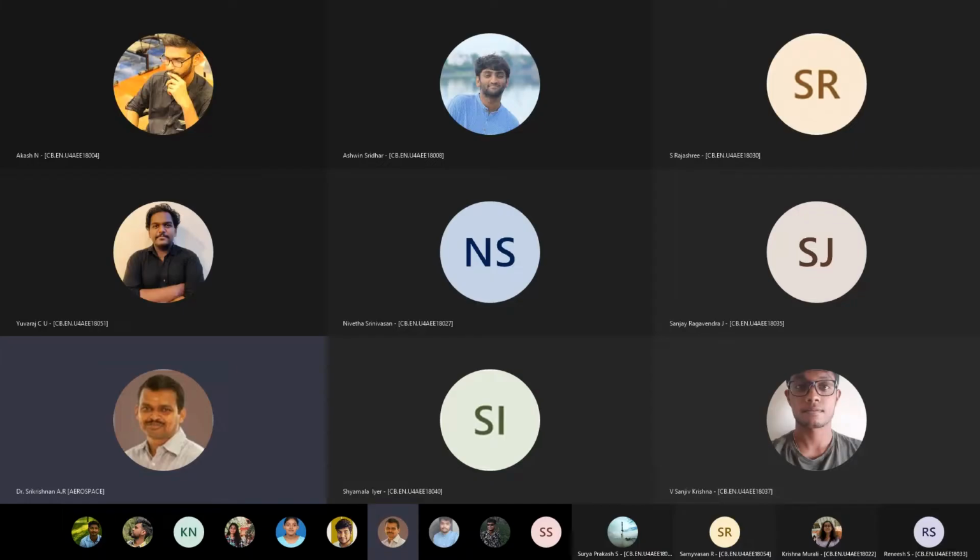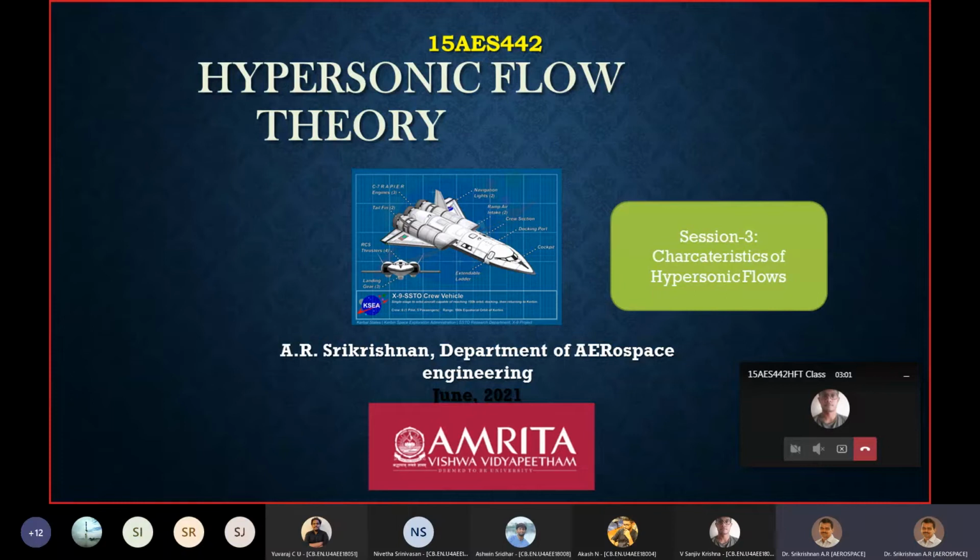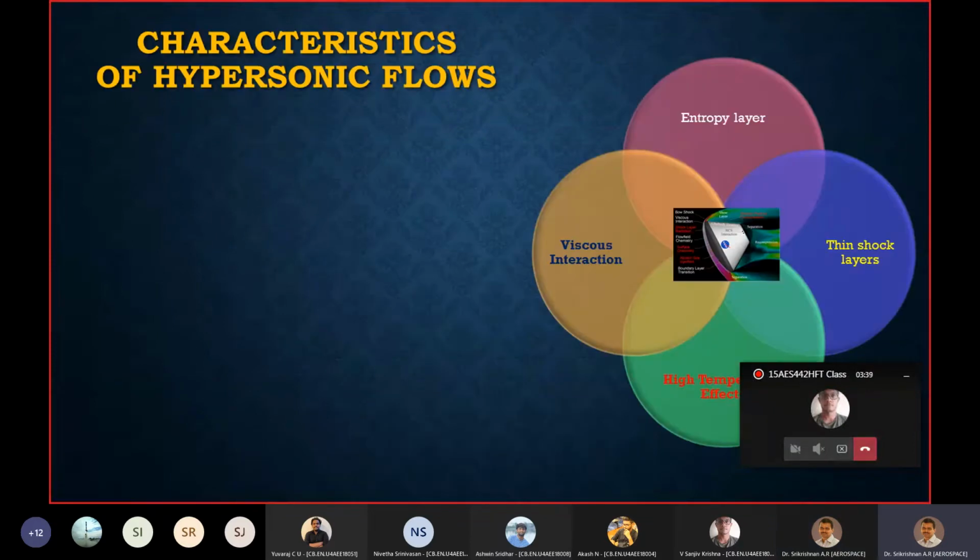What are the specific issues or specific features that are important in the consideration or analysis of hypersonic flows. Now, the importance in analysis is strongly related to importance in design as well. So whatever specific phenomena we are going to look at here, they will again surface during the course when we discuss analysis and also when we consider some of the design aspects. So that's the importance of the topics that we are going to look at right now.